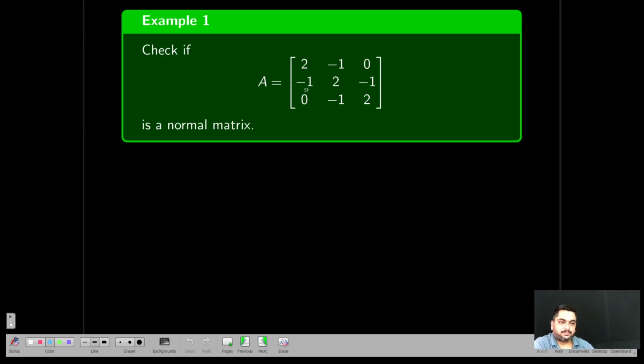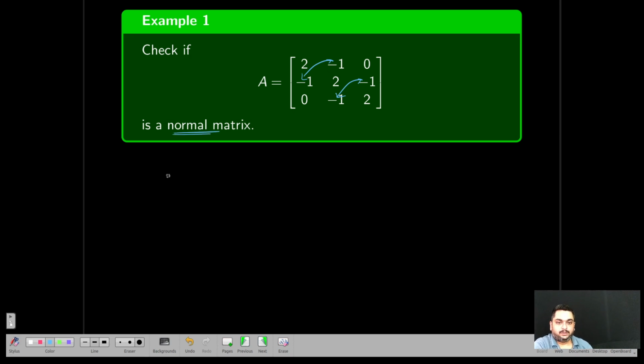Let us take an example. Check if this is a normal matrix. 2, minus 1, 0, minus 1, 2, minus 1. See if they are the same. Above the diagonal and below the diagonal elements are a 1 to 1 mapping. So it is symmetric. Skew symmetric means signs will change. So it's a symmetric matrix.